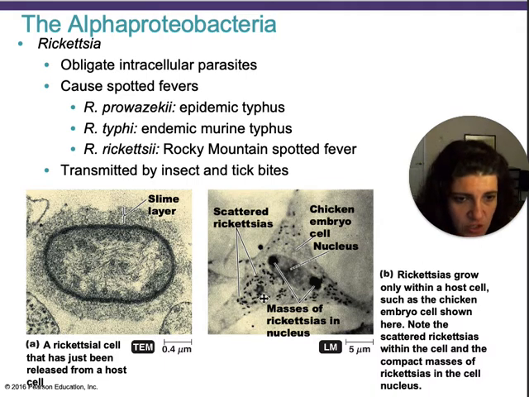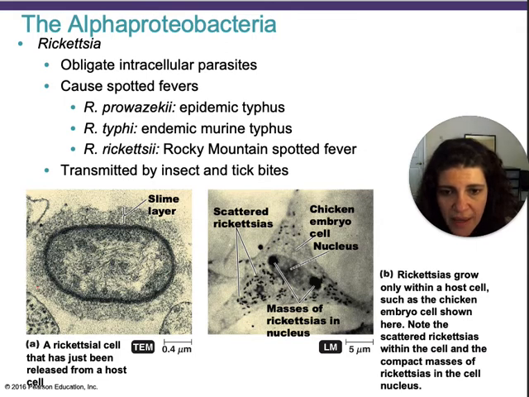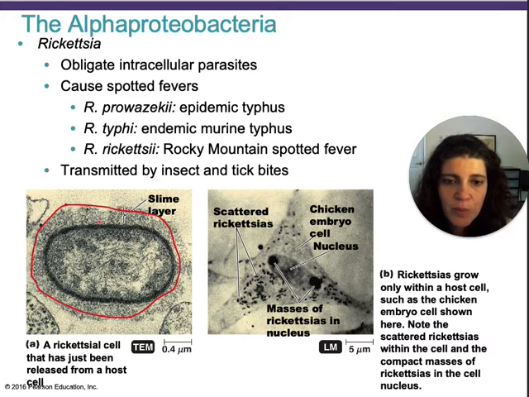So this is just showing in this picture a rickettsia, these little dots inside a chicken embryo cell, and masses of rickettsia in the nucleus, and this is just showing the bacteria here. So this layer around the bacteria is a slime layer. Remember, that gives them protection. It's like a glycocalyx layer that allows them to be protected against phagocytosis, for example.